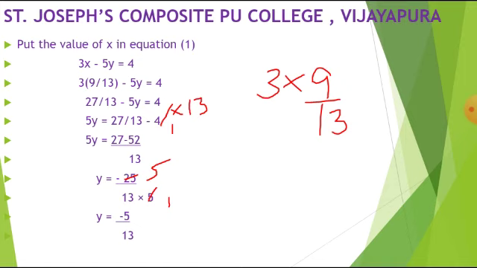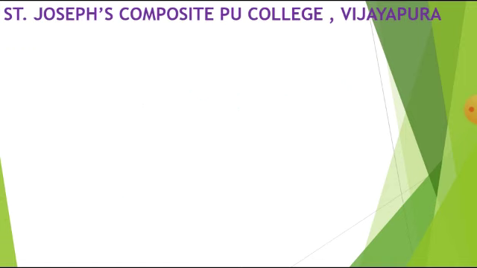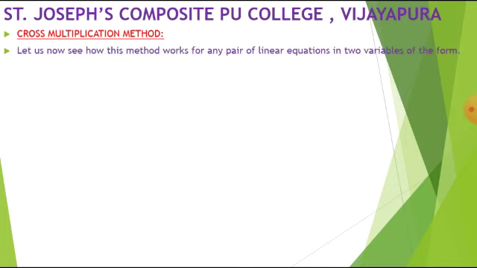Let us go for the next method, the cross multiplication method. Let us now see how this method works for any pair of linear equations in two variables of the form a1x plus b1y plus c1 is equal to 0, and a2x plus b2y plus c2 is equal to 0 as the second equation. These two equations are the general equations.